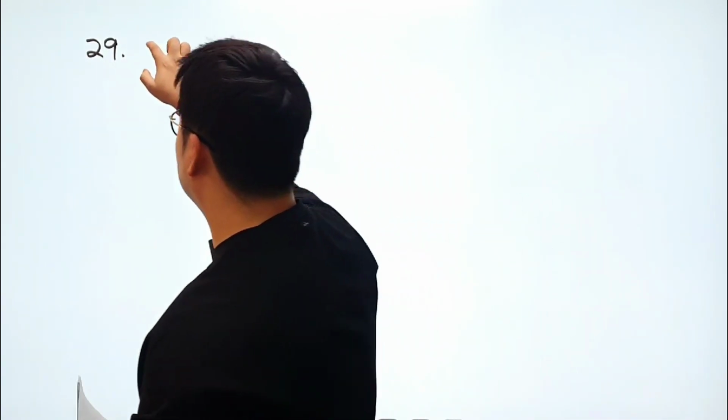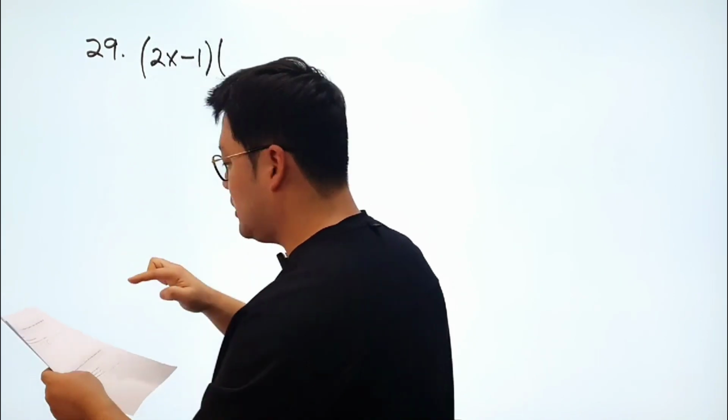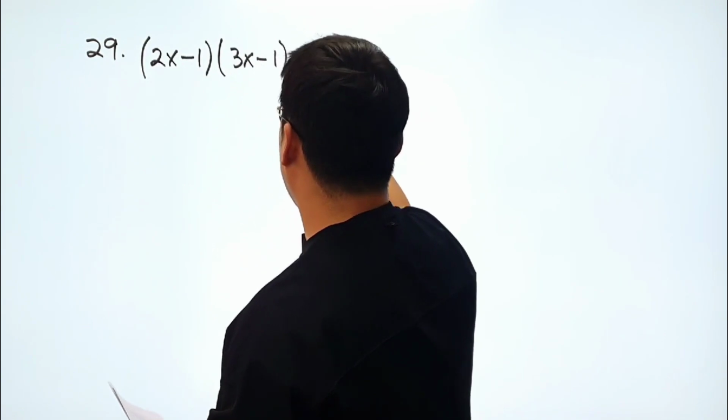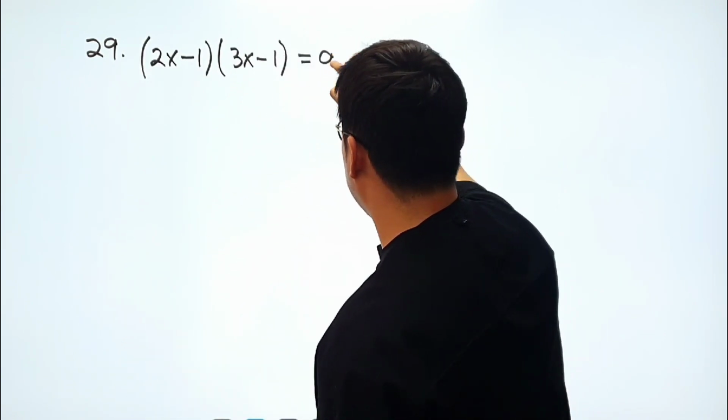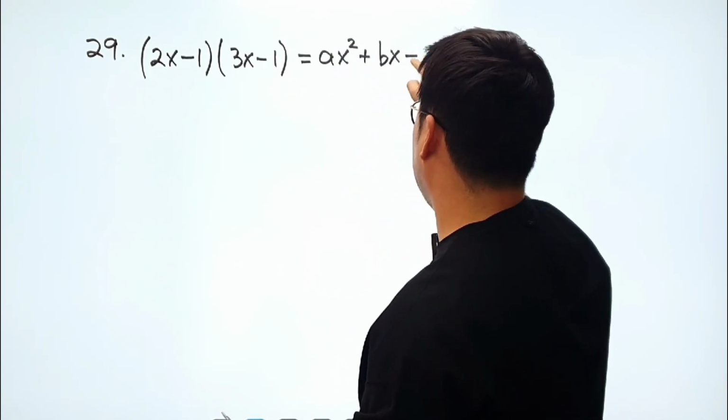All right, so we got 2x. I got 2x minus 1 times, and I multiply this out by 3x minus 1. And that becomes a times x squared, and plus b times x plus c.